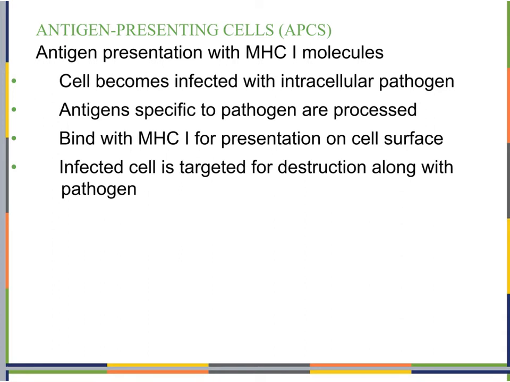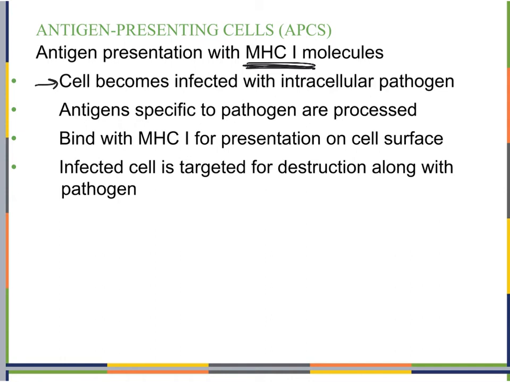Meaning, is it presenting an antigen piece? Is it presenting an epitope? So the way that this works, the MHC class 1 molecule is going to present an epitope just like the MHC class 2, except it's not only with our macrophages or dendritic cells or our B cells. In this case, it can be any cell in the body, with the exception of the red blood cell. And this is because any cell in the body can become infected with an intracellular pathogen.